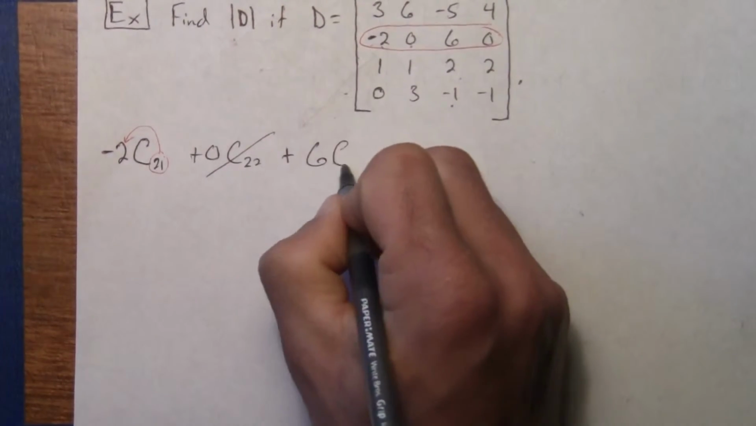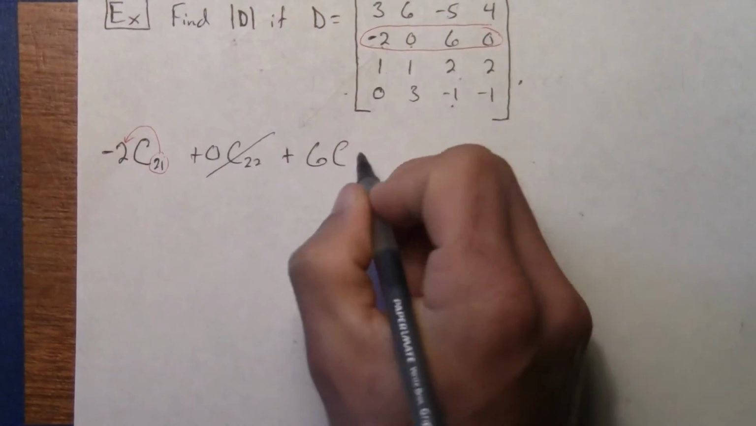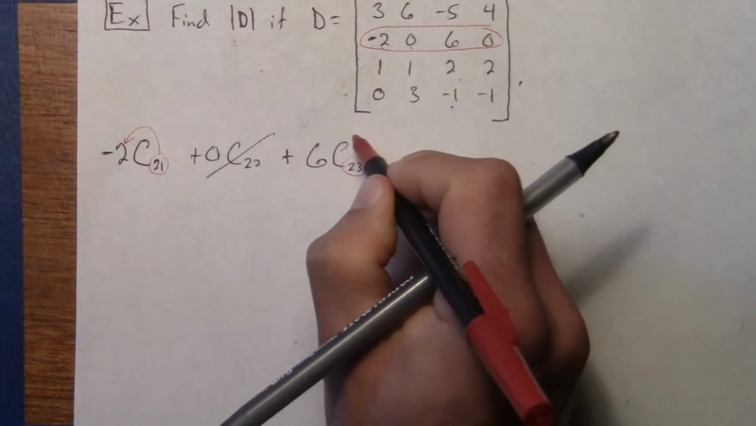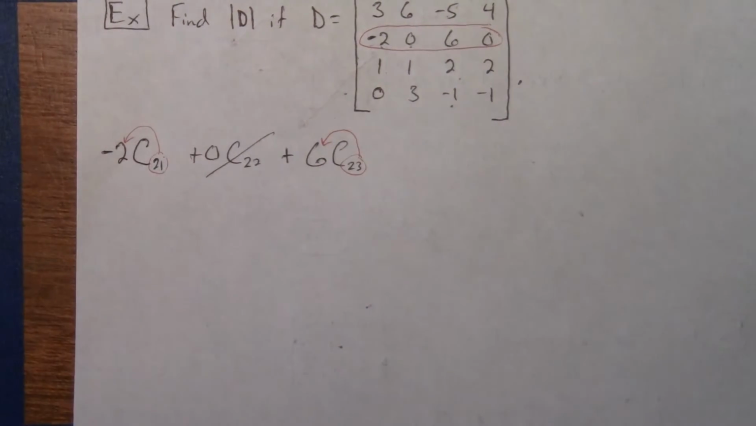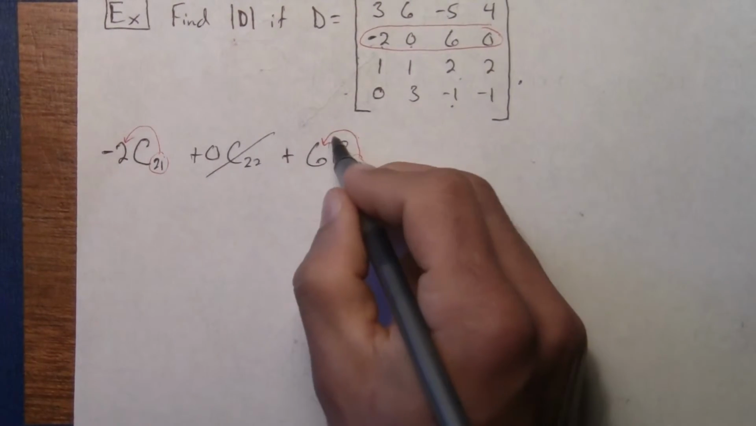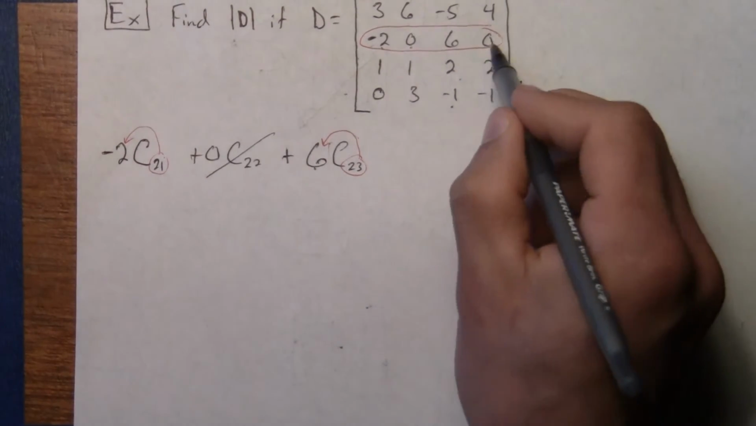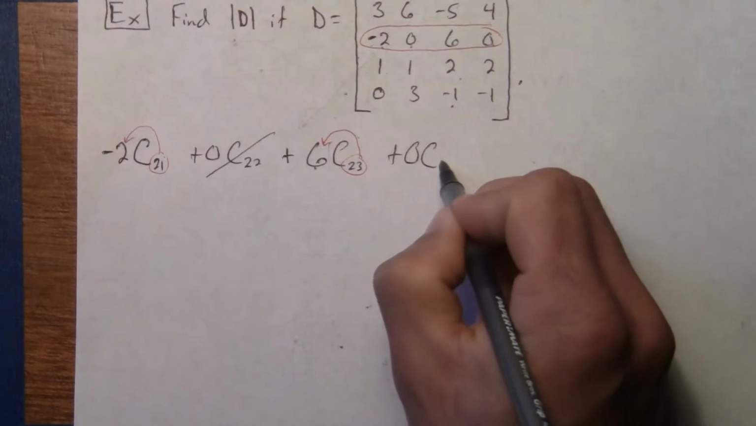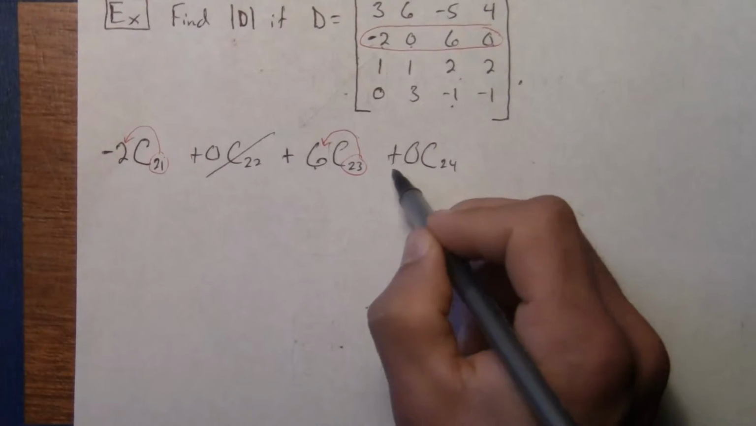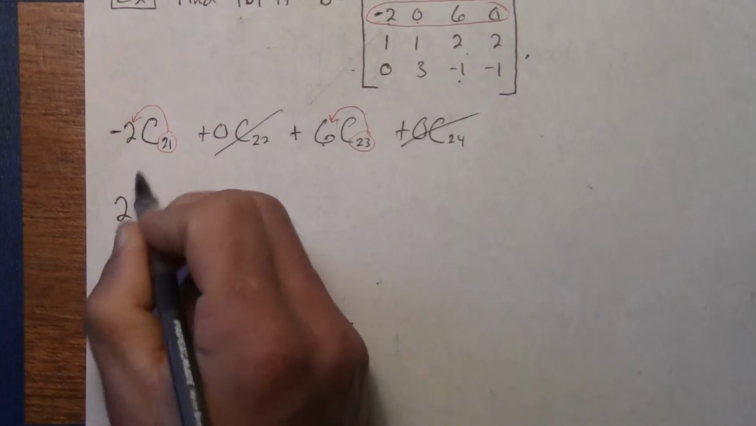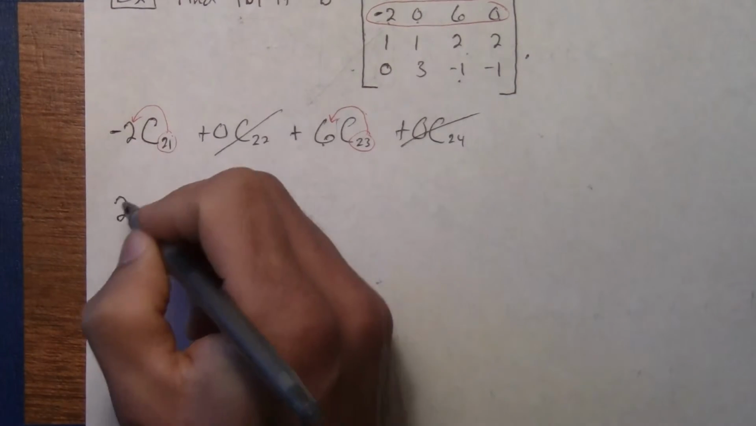Plus 6 times the cofactor, this is in the second row, third column. And again, notice that this is odd, which means that 6 is going to become negative. Technically, it means whatever this cofactor is, it switches that sign. It's just easier to switch it on here, that way you won't forget about it. Then it's plus 0 times cofactor 2, 4. And again, I don't need to worry about it. So when I write this out, I'm going to change this to a positive 2. That takes care of the cofactor part.